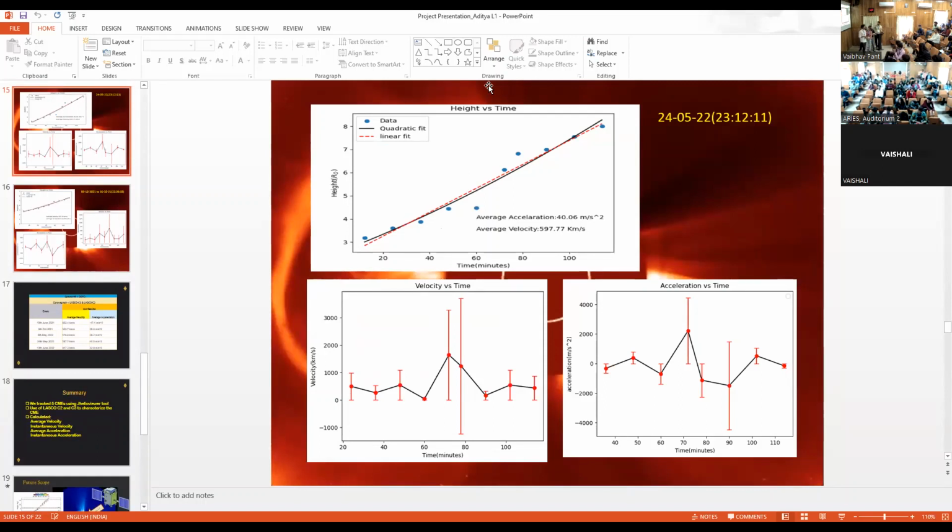But if you perform a quadratic fit on the height-time graph, from there also you can get the instantaneous velocity. So why use the velocity-time graph? The average velocity and average acceleration were the main values which we needed to find, and our mentor instructed us to find them. That's why we found them. It's not any kind of particular thing. Okay, sure.